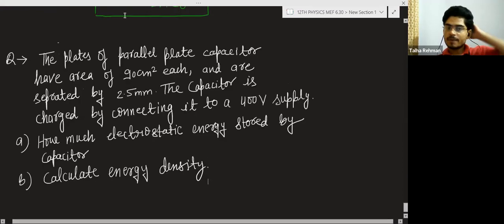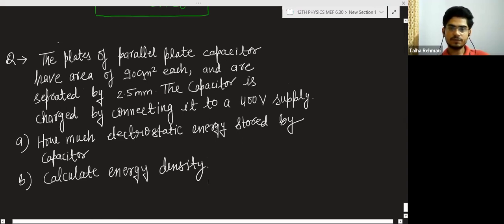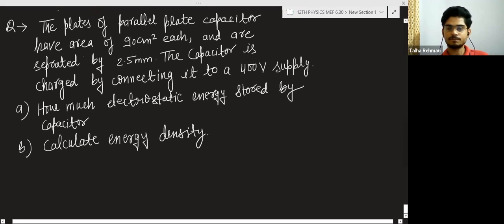The plates of a parallel plate capacitor have an area of 90 centimeter square each and are separated by this. A is given, D is given, and voltage is given. Charged by connecting to a 400 volt supply. We have to calculate capital U and small u. Simple.